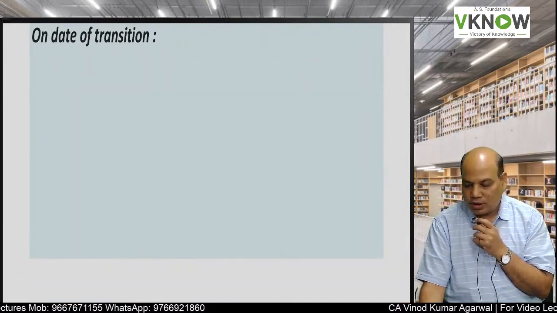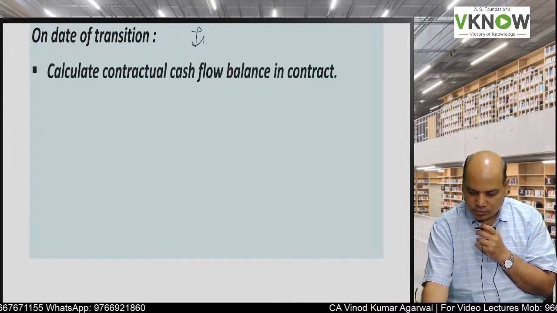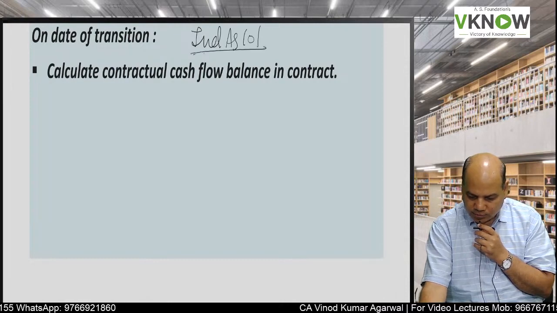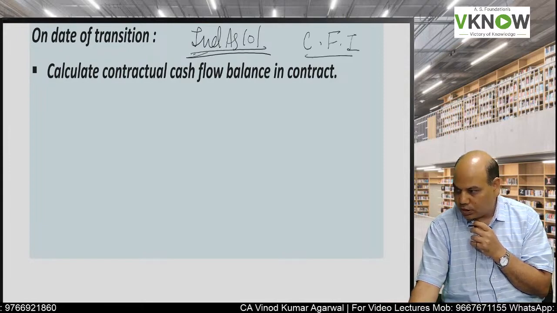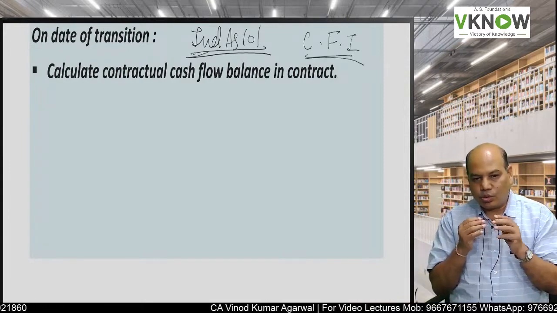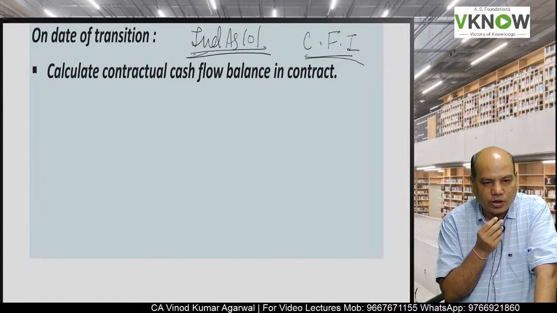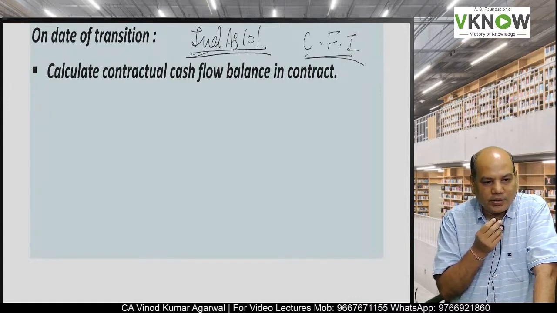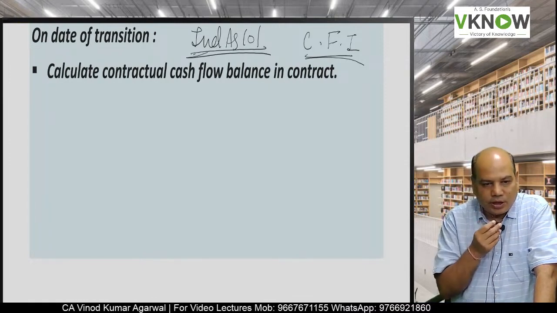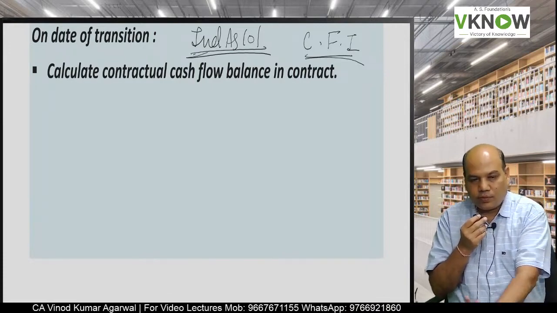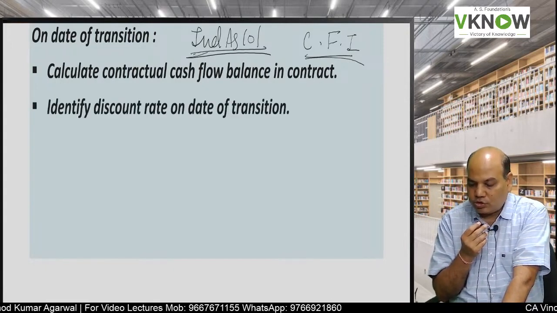Suppose you are adopting IND AS for the first time. IND AS 101 is applicable, and the problem will arise in case of compound financial instrument, because under old accounting standard, there was no concept of compound financial instrument or split accounting. But under Ind AS, if there is a compound financial instrument, then you have to separate the liability portion and the equity portion. So first I'll find out what is the liability portion based on contractual cash flow.